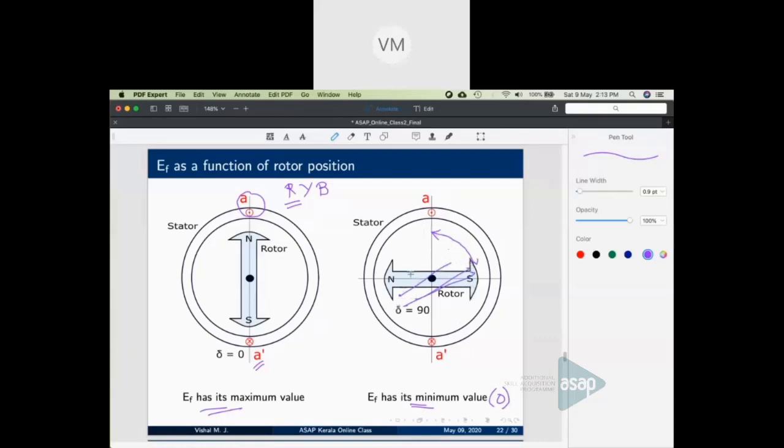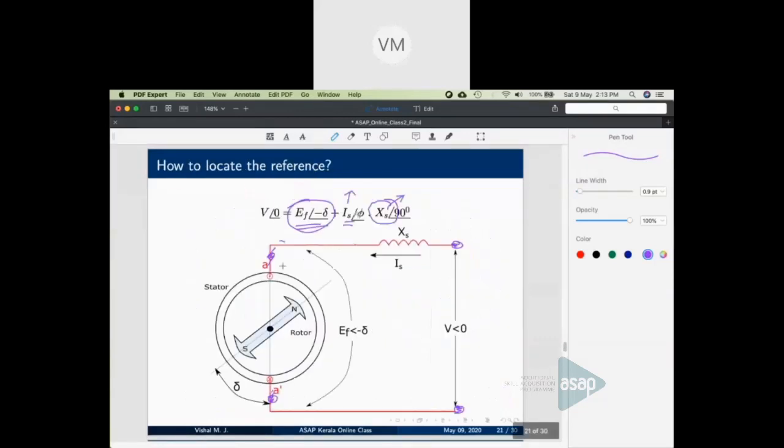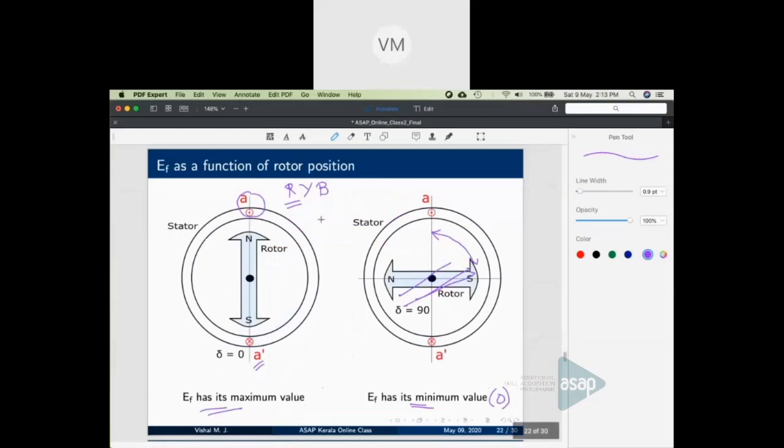Clear? So remember, we cannot measure EF directly. We cannot calculate EF directly, but we have to obtain the position of EF to synthesize the voltage accordingly. According to that means we have to synthesize the voltage 90 degree displaced with respect to EF. So we have to know EF, and only then can we realize the voltage vector from the inverter.